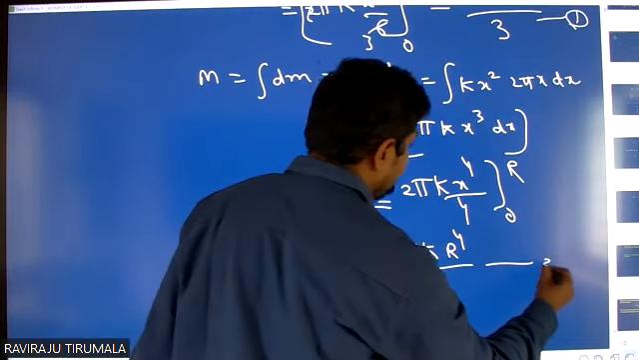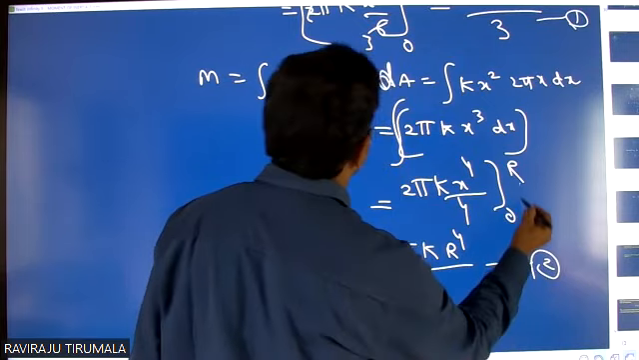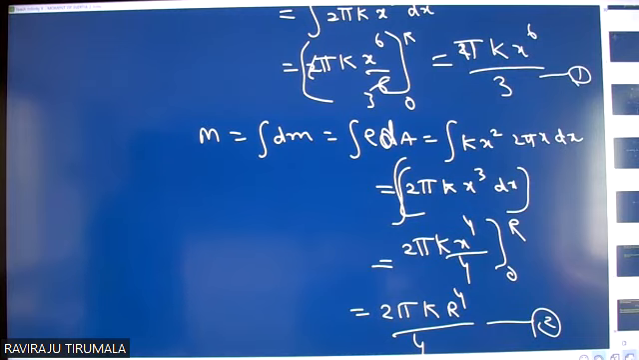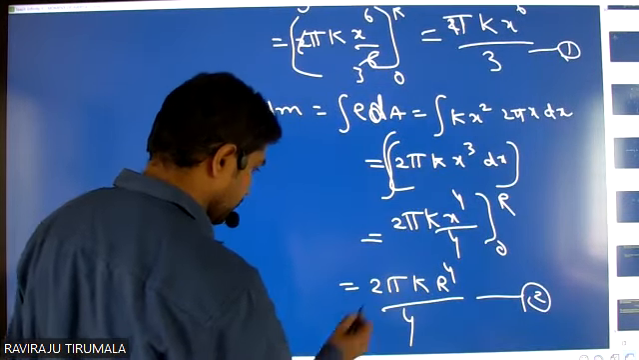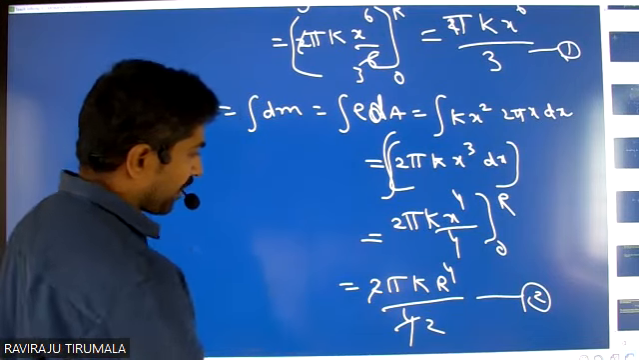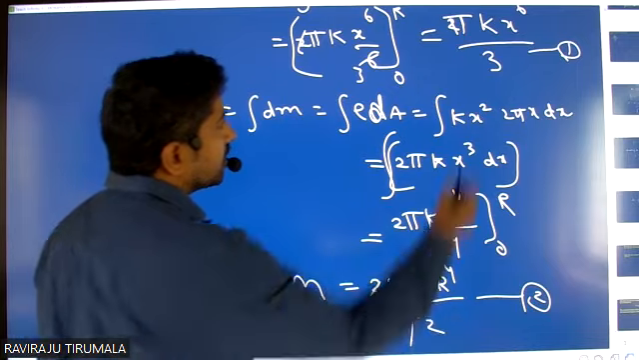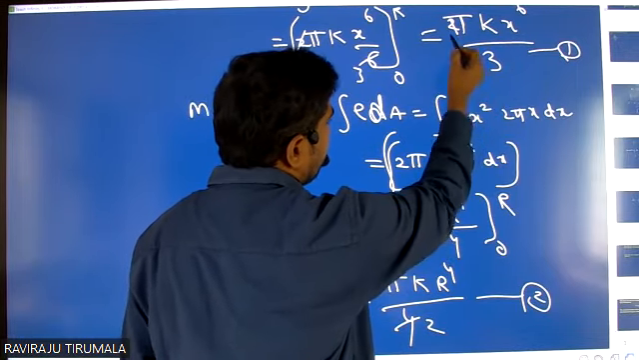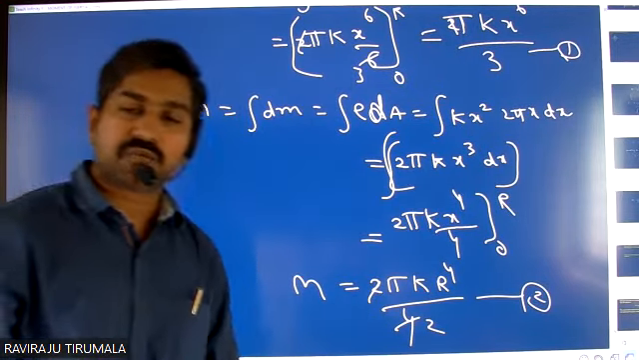Now you can substitute this equation in the first equation. What is the first equation you got? Pi k r⁶ by 3. Now you substitute: in place of pi k, you can write, of course, the 2 by 2 will cancel, 2m by r⁴. Here you have to write 2m by r⁴. That will be finally 2mr² by 3. And finally the answer will be 2mr² by 3.